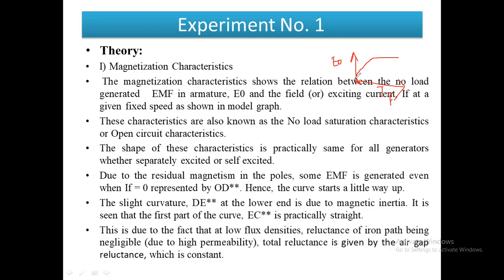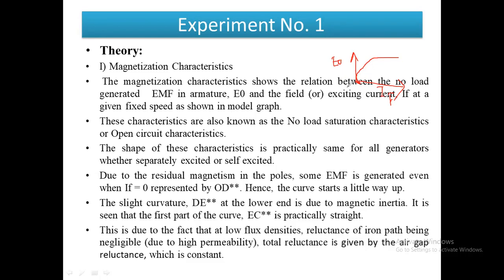What is the reason? At zero value of field current, there is some induced EMF present, so the curve starts from some induced EMF. The OCC curve, the magnetization characteristics or open circuit characteristics. We have spent a one hour lecture on only this one curve, the OCC curve. Can anyone tell me?